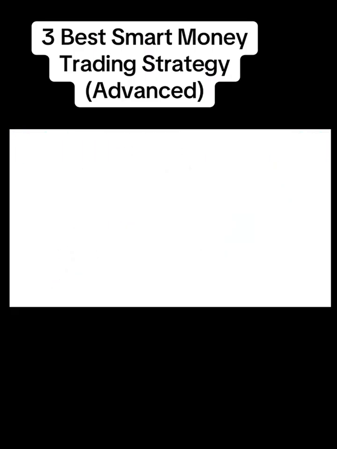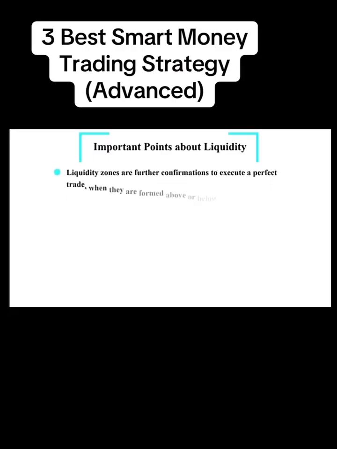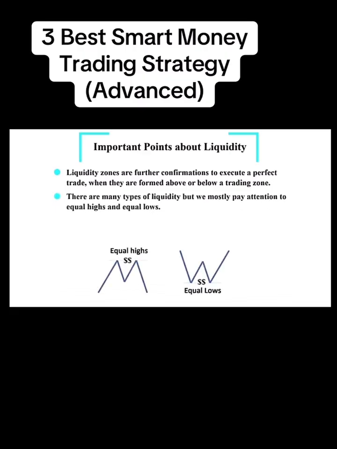Here are some important points about liquidity. Liquidity zones are further confirmations to execute a perfect trade when formed above or below a trading zone. There are many types of liquidity, but we mainly pay attention to equal highs and lows. Stop losses define liquidity. Where the stops exist, the liquidity also exists.